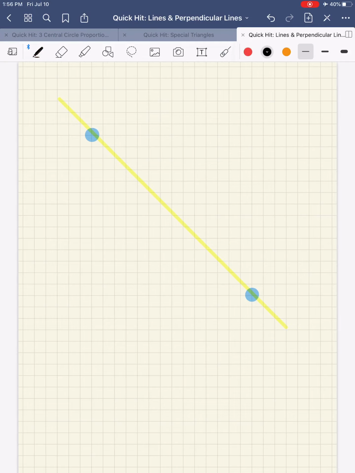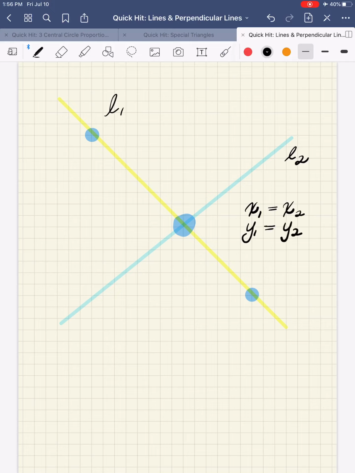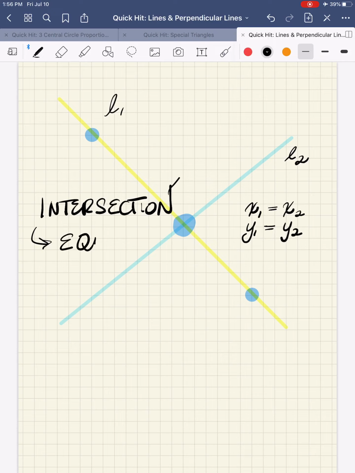Here's our first line. We'll call that L1. And then I'm going to imagine a second line that we'll call L2. And we notice that they only intersect one place, a single intersection, where the x value of line 1 equals the x value of line 2, and the y value of y1 equals the y value of y2. That's why we say intersection, when we're doing linear algebra, intersection means equal. The two lines equal each other at that point. And it only happens one place.